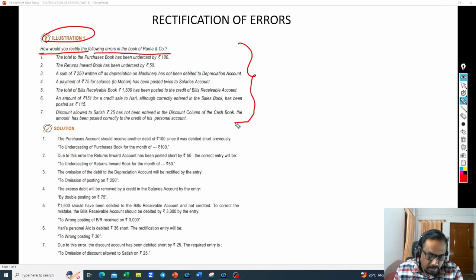What are those errors? Number 1, the total of the purchase book has been undercasted by 100. So purchase book has been undercasted by 100. I am reading the problem. The returns inward book has been undercasted by 50.